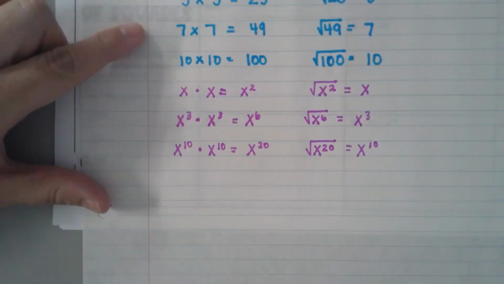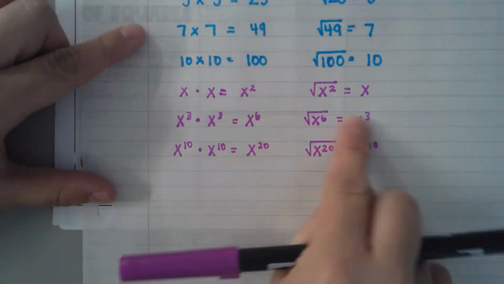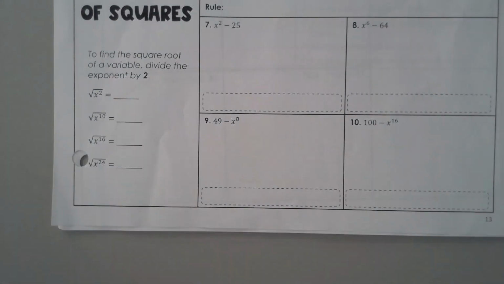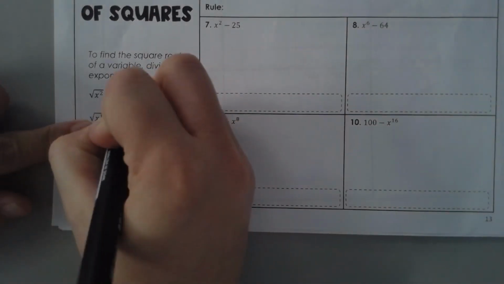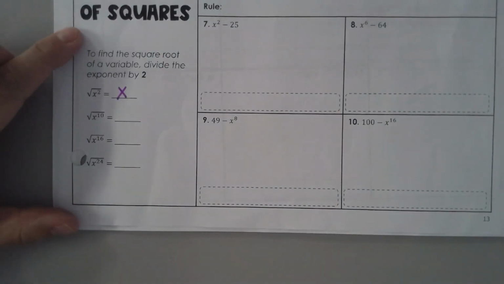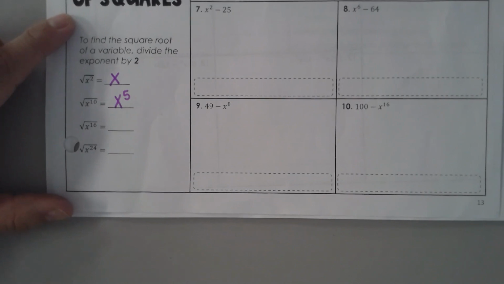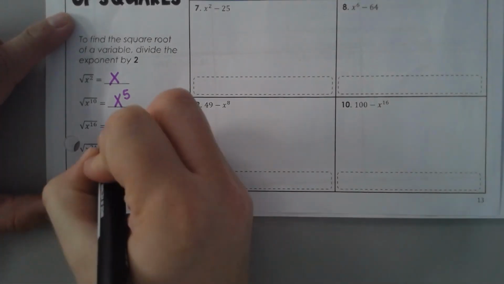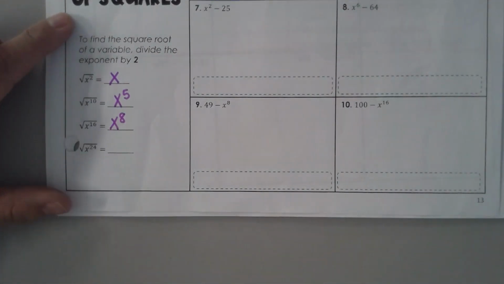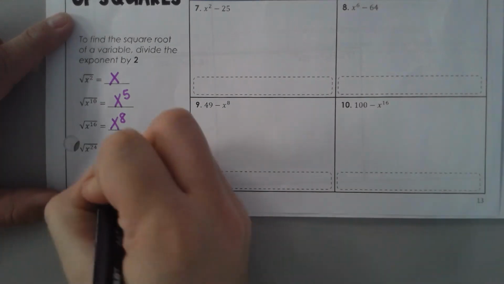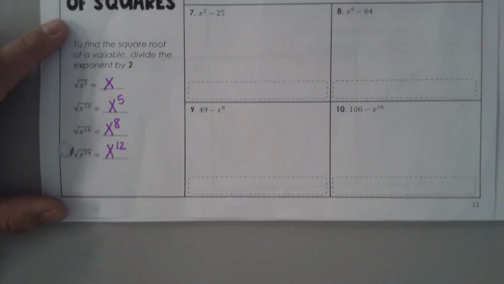Oh, you can't see that. Divided by 2, the exponent. So what's the square root of x squared? What's the square root of x to the 10th? X to the 5th. The square root of x to the 16th? X to the 8th. The square root of x to the 24th? X to the 12th. Alright.